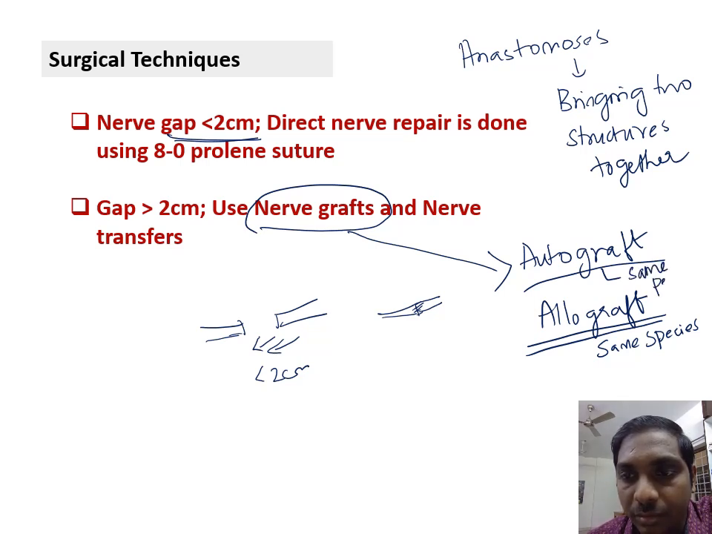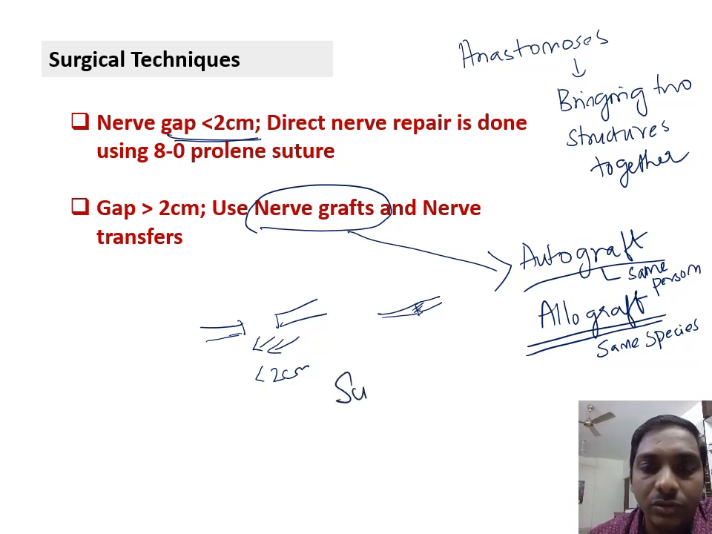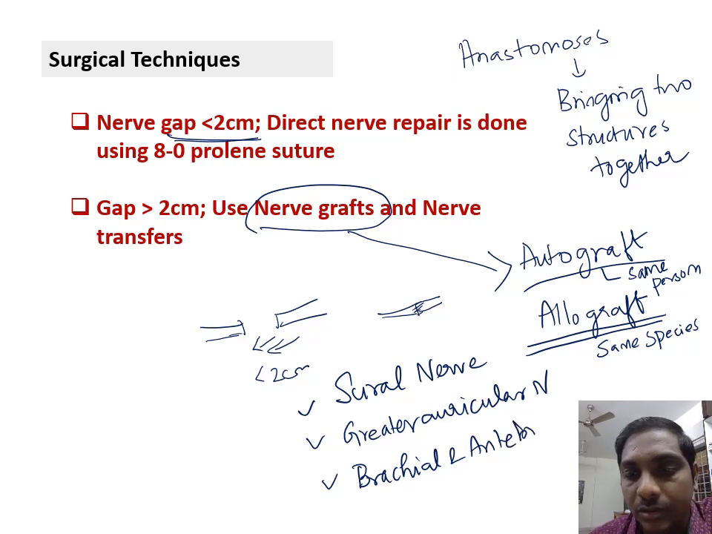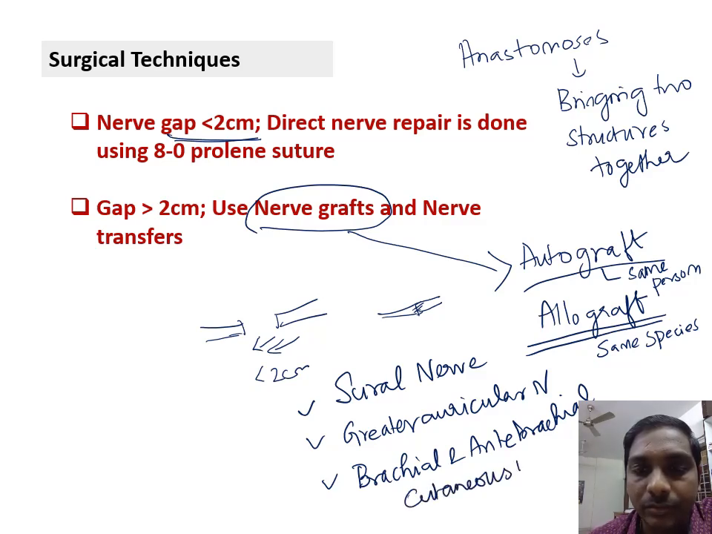That means the patient himself. So the commonly used nerve grafts, usually we use sural nerve, greater auricular nerve, and the forearm cutaneous nerve, that is brachial and antebrachial cutaneous nerve. So these are the nerves we commonly use for the purpose of nerve grafting.